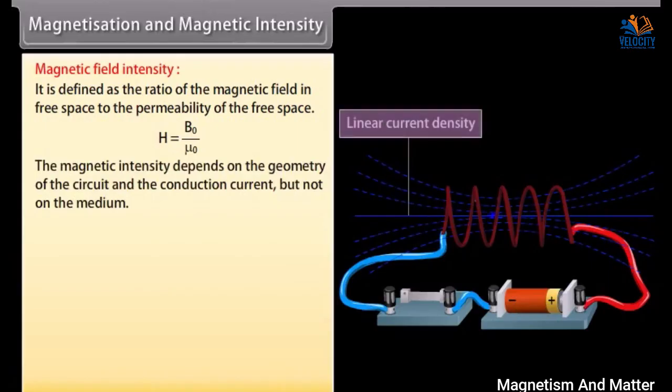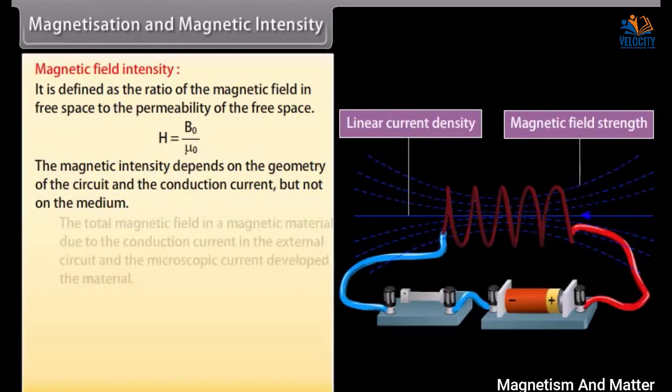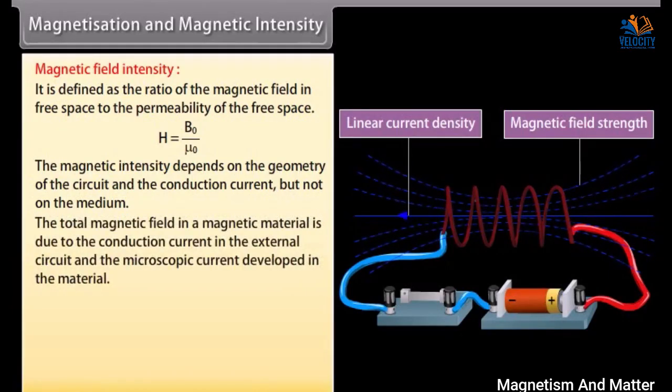The magnetic intensity depends on the geometry of the circuit and the conduction current, but not on the medium. The total magnetic field in a magnetic material is due to the conduction current in the external circuit and the microscopic current developed in the material. B is equal to B naught plus mu naught M. It can also be written as B is equal to mu naught multiplied by H plus M.